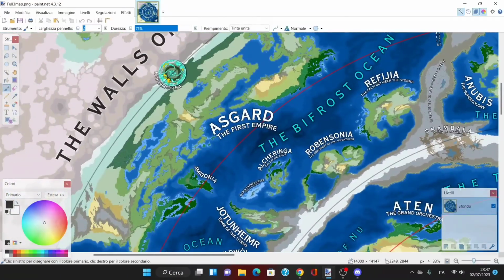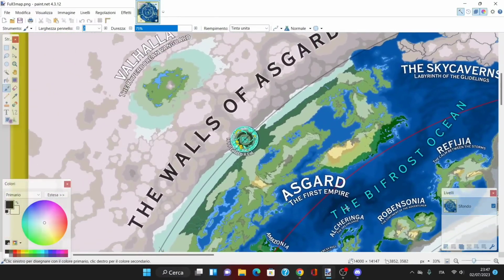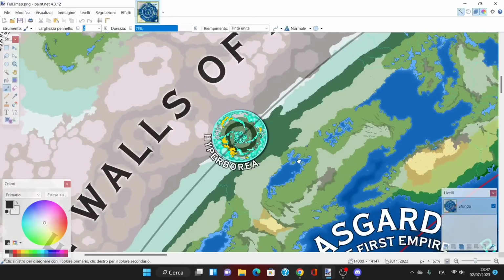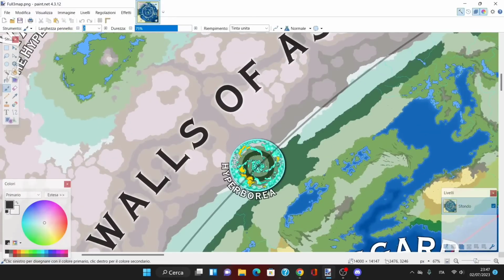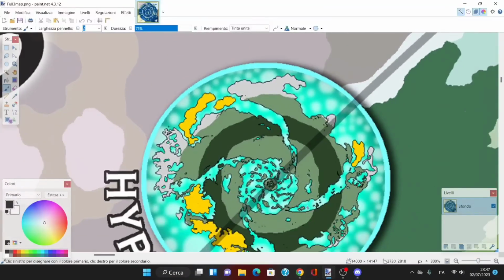But the Asgard Empire, the first empire, so the people of this first empire, of course, come from Hyperborea. But in this case, Hyperborea is the land that is between the walls of Asgard and Asgard. So this one. As you can see, Hyperborea is in formation of a circle. It is relied upon mostly like kind of Atlantis.